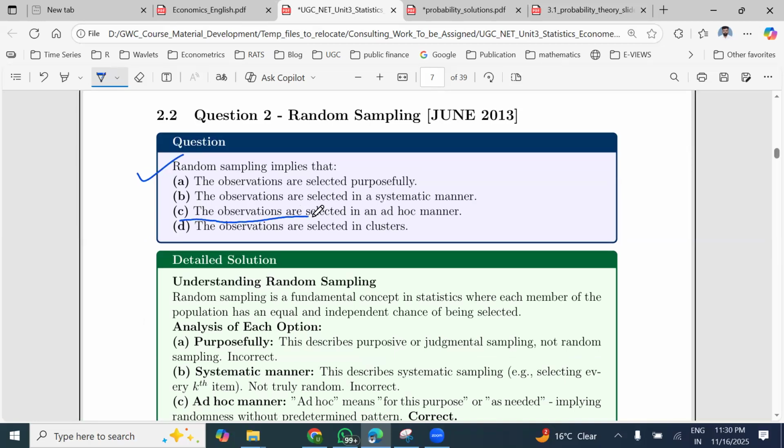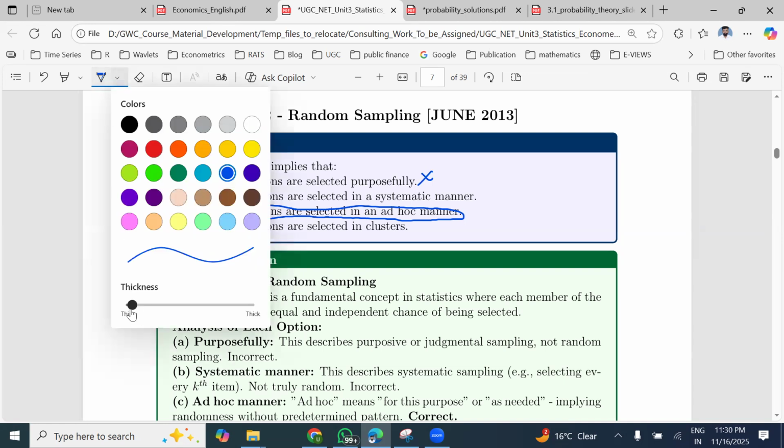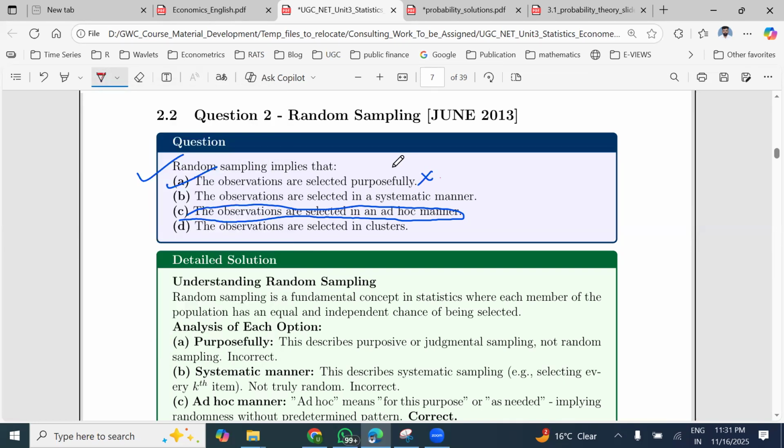Observations are selected in an ad hoc manner. This is the answer. So quickly tell me, Sangeeta, why not the first will be correct? Observations are selected purposefully. Sir, purposefully means then it will not be random, and then it will be selected sampling. Very good. So this is incorrect. This is also incorrect. This is correct.